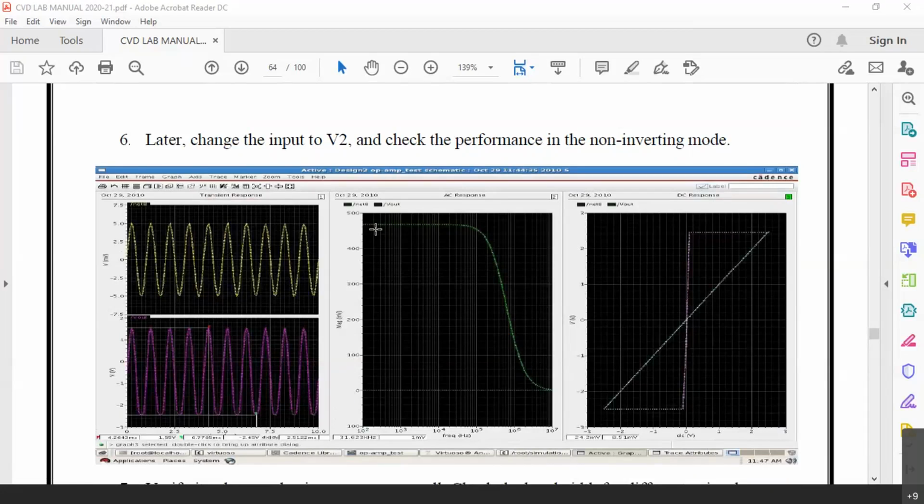So now you can see because of that negative feedback of the capacitor, gain is slightly reduced and the bandwidth also has remained the same because it's the same circuit. There will not be any change as far as the gain and bandwidth are concerned.